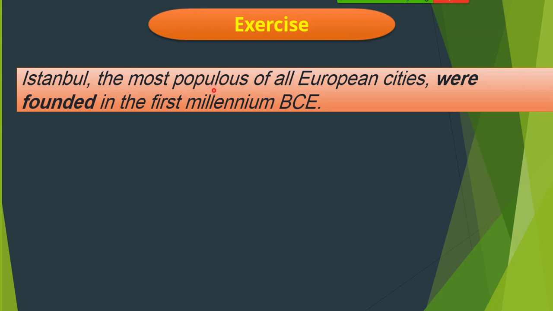Nagam, look at this sentence, read it, and then tell me, does it have a mistake or not? "Istanbul, the most populous of all European cities, were founded in the first millennium BCE." First, just to explain the meaning of this sentence: Istanbul is the name of a city in Turkey. Populous is an adjective meaning full of people; it has a lot of population. And BCE refers to before the Common Era, or before the Christian era. So this means it refers to the years before the birth of Jesus Christ.